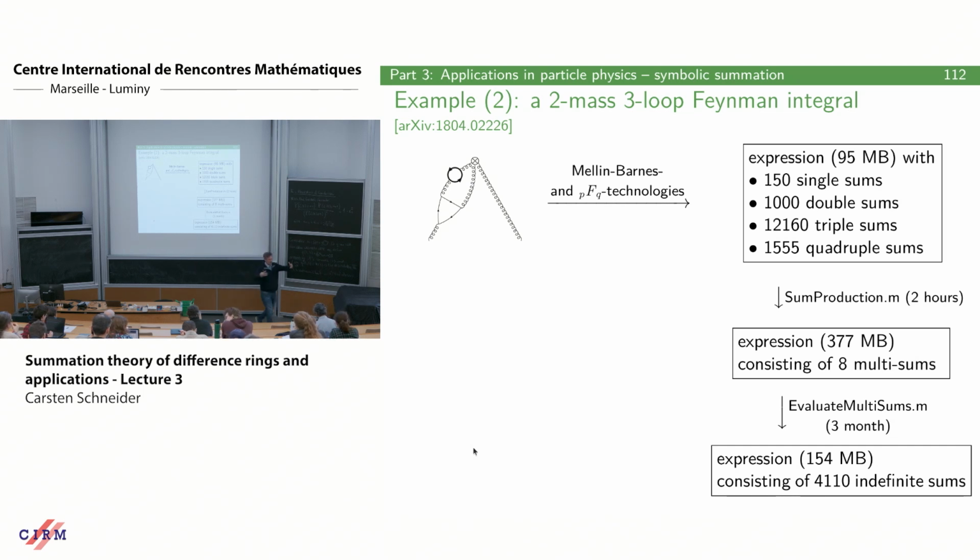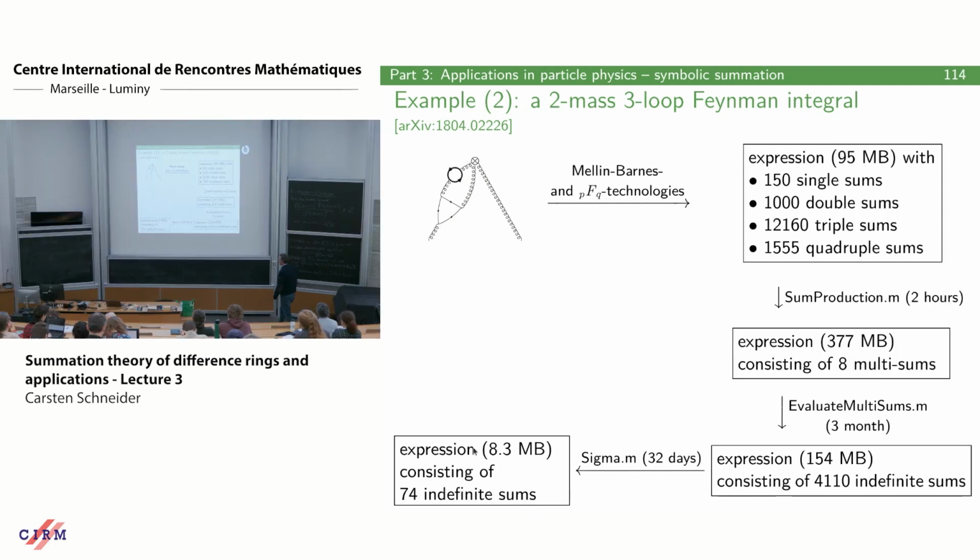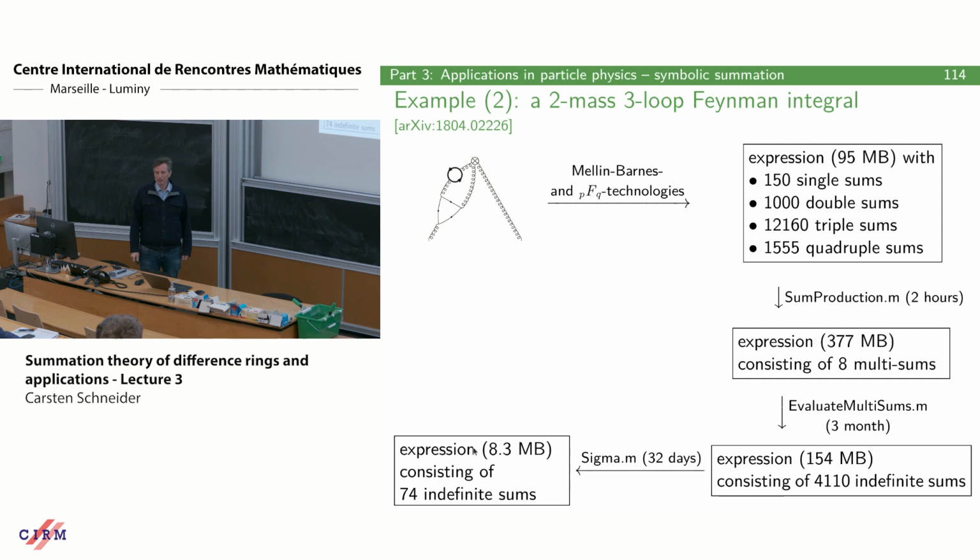So I applied sigma reduce in a smart way, tried to find all relations among the sums. One of them looks, for instance, like this. It's a sum of a sum of a sum. Here's another sum, here's another sum, and then you sum over this. This is basically, by shuffle relations, you would get a 1, 2, 3, 4, 5, a 6-fold sum, indefinite nesting. So there are quite some things. And it took about 32 days to find all relations, and then the whole expression collapsed to 8.3 megabytes and only 74 sums. No relations anymore amongst them. And this is exactly what the people in physics needed and wanted.